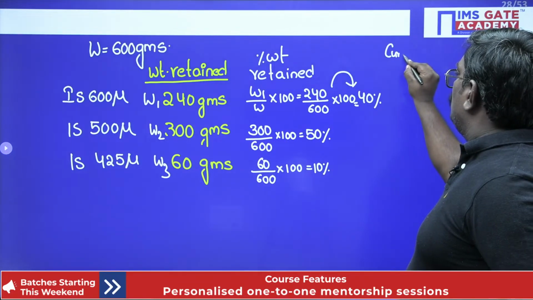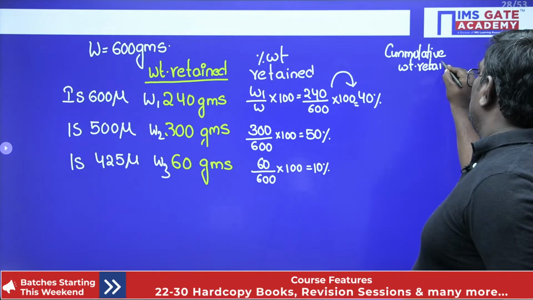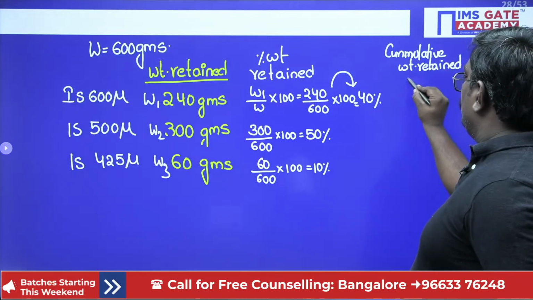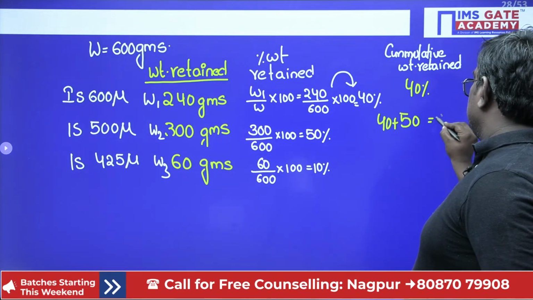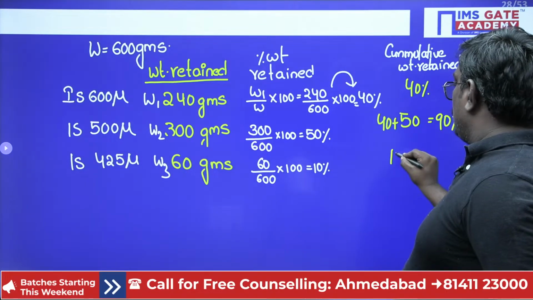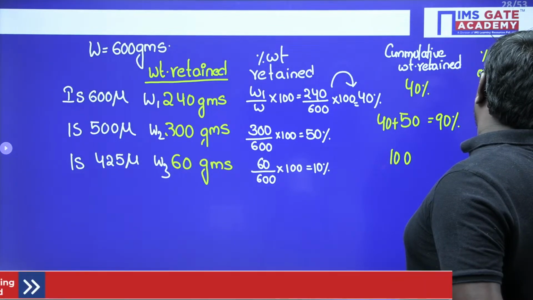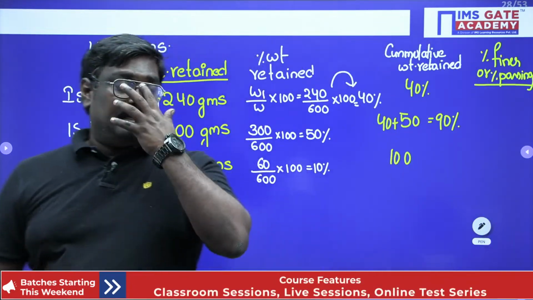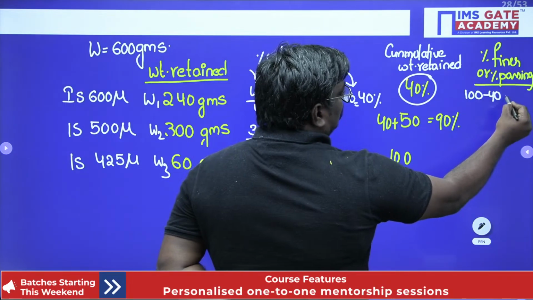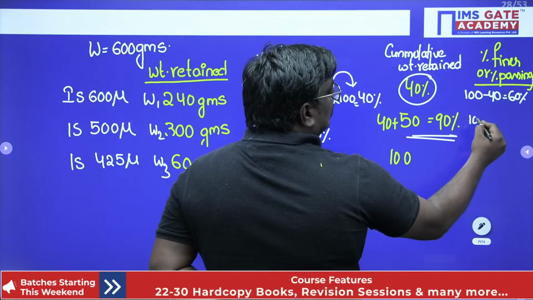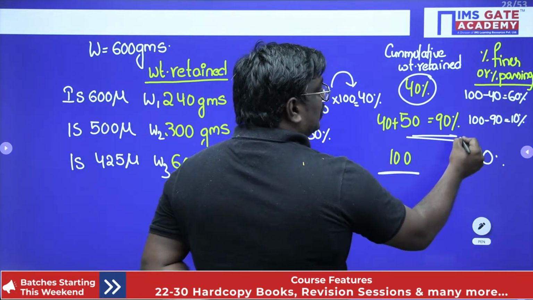Now, my dear students, when I talk about the cumulative weight retained, it will be 40 percentile, then 40 plus 50, which is equal to 90 percentile, and the total will be equal to 100 percentile. When I talk about percentage finer, or percentage passing, both are the same, students. You have to remember that for a given soil, percentage finer and percentage passing are the same. So here it is 40 percentile, so 100 minus 40 is equal to 60 percentile. Here 100 minus 90 is equal to 10%. Here 100 minus 100 is equal to 0%.